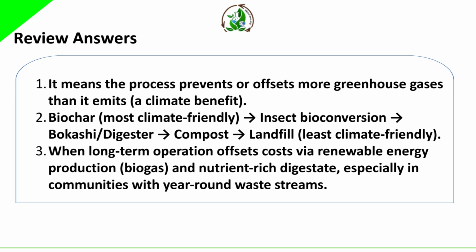Here are the answers. A negative delta CO2 means the pathway avoids more emissions than it produces. A net climate benefit. Ranked most to least climate friendly: biochar, insect bioconversion, bokashi, compost, and landfill. And digesters? They're best when you have steady waste streams, long-term energy needs, and the ability to recoup costs through renewable energy and co-products. That's how carbon math guides smarter decisions.